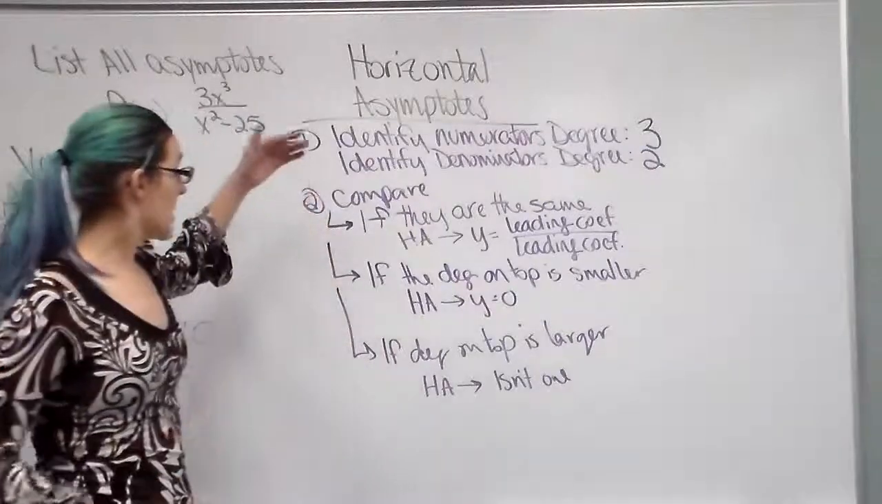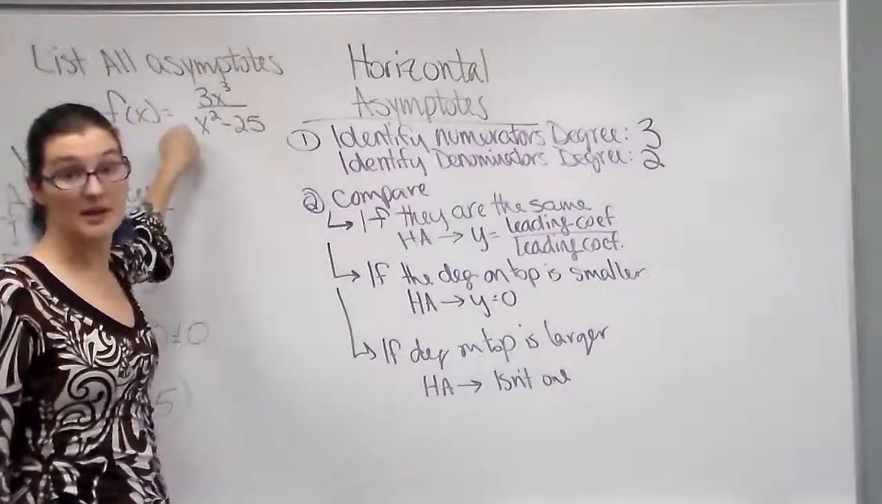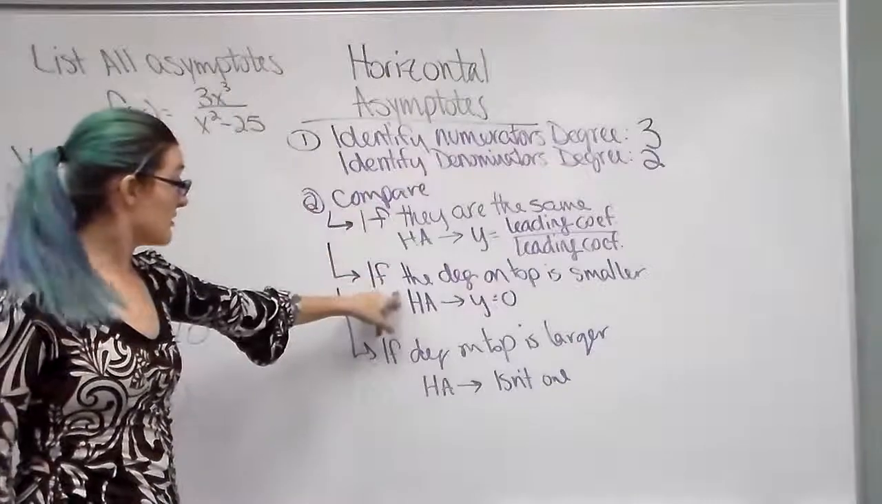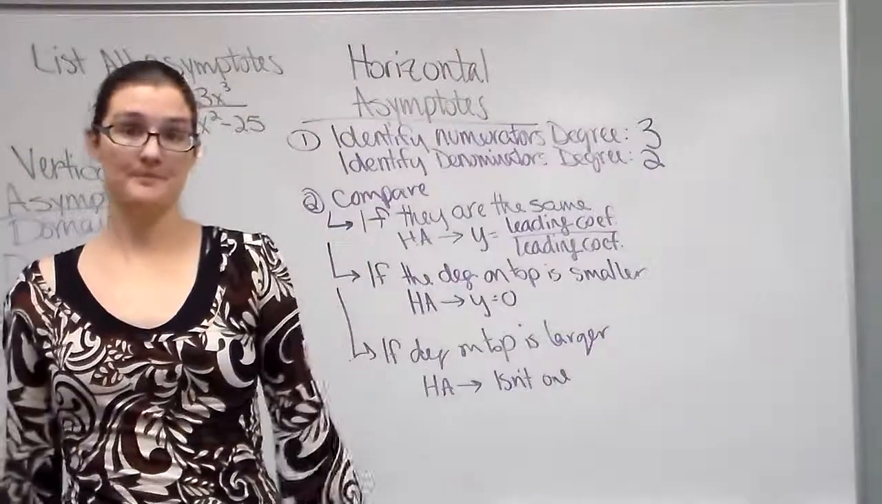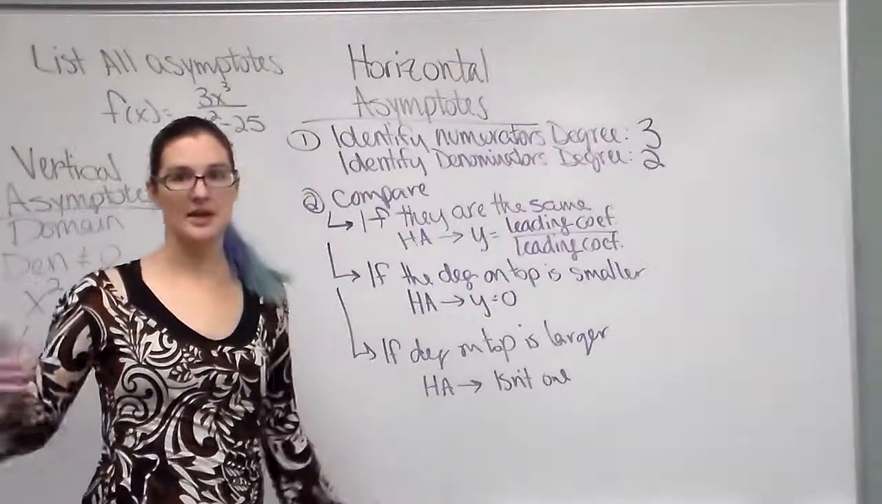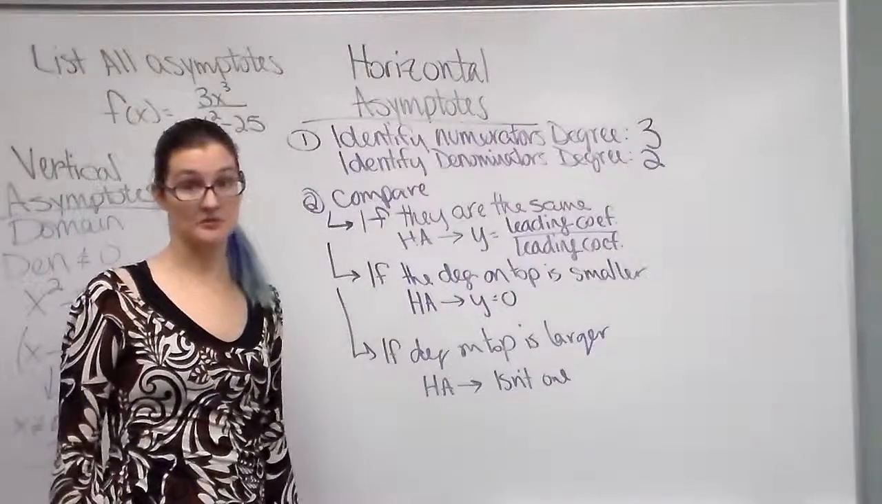Make sure if they're the same, well, just take coefficient divided by coefficient. Both of them have a say. If their top one is smaller, y equals 0, no problems at all. If the top one's larger, big deal, red flags, 911. We can't let that happen. So there isn't a horizontal asymptote.